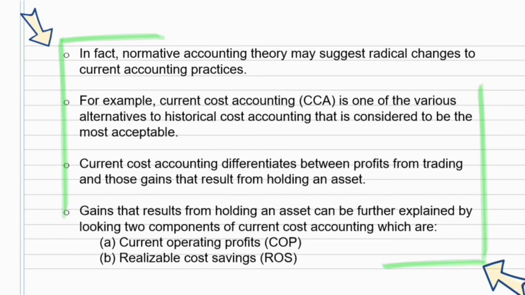1966, had been supporting the valuation of assets on a basis related to their net market or fair value, a treatment that challenged the widespread use of historical cost accounting. Although the fair value for asset valuation has gained popularity in Malaysia since the implementation of FRS 132 Financial Instruments: Presentation and Disclosure on 1 January 2006, current cost accounting differentiates between profit from trading and those gains that result from holding an asset. Gains that result from holding an asset can be further explained by looking at two components of current cost accounting, which are current operating profit and realizable cost savings. The current cost accounting will be discussed further in Chapter 10.